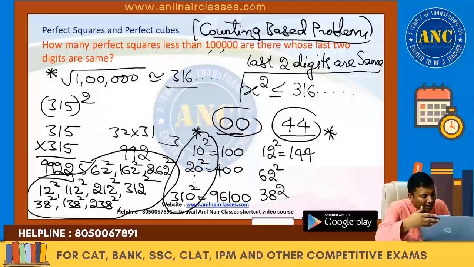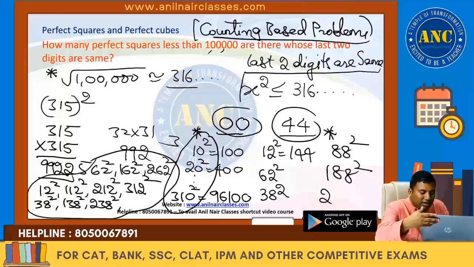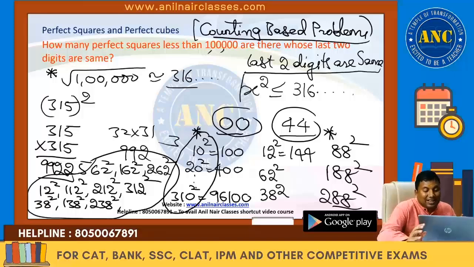Now here is one more case. This is the problem with counting. 88 square also we have to take. 88, 188 square and 288 square also we have to take, because there are 3 cases. That's exactly what I wanted to say. If you miss one case, you might get an incorrect answer.